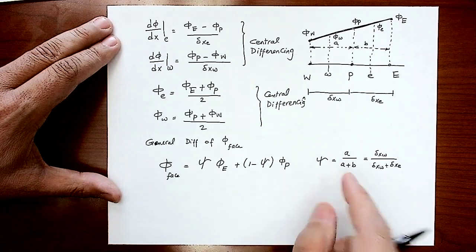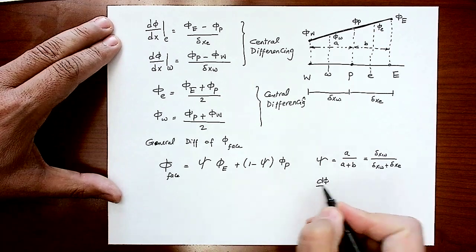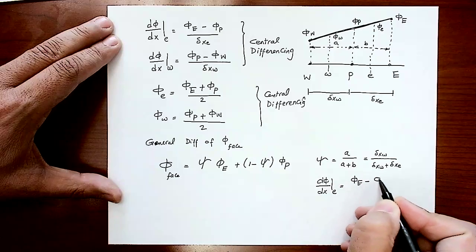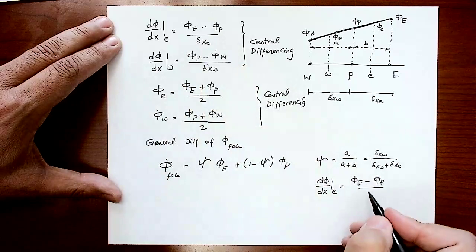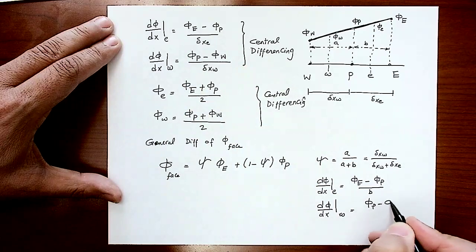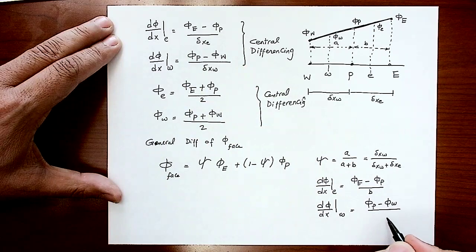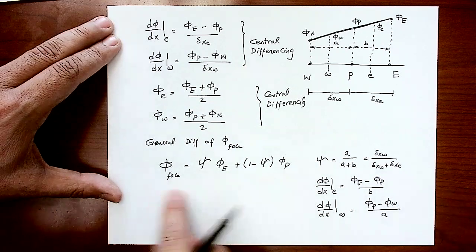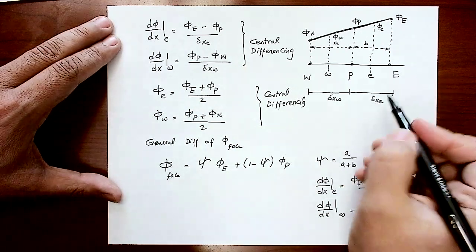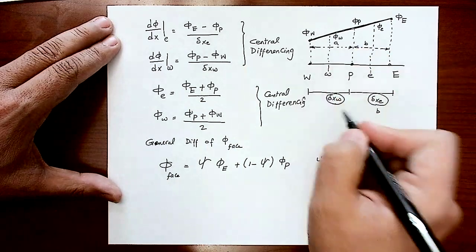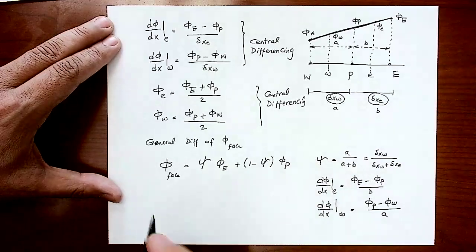And if I want to use A and B as well, I can actually define d phi by dx on the east face as phi east minus phi p divided by B, and d phi by dx on the west face is simply phi p minus phi west divided by A, right? It's just a different way of presenting it, but let's look at this equation here. In our case, we pick delta x east, which we call B, and delta x west, which we call A, to be equal. So what's the value of psi?